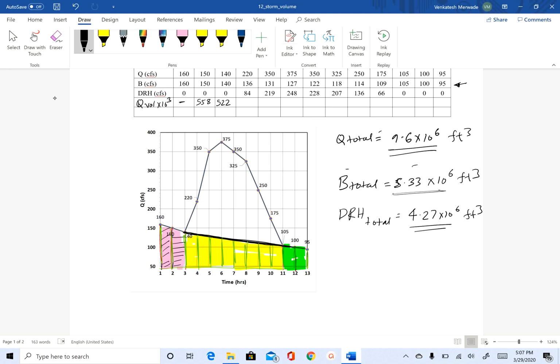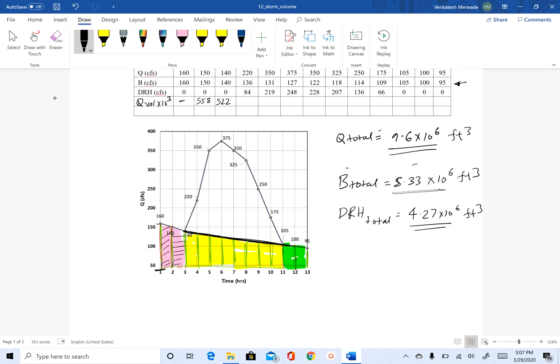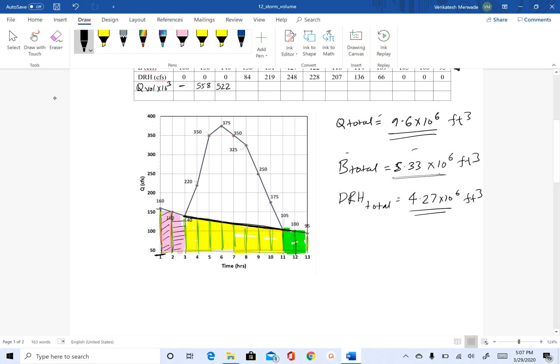Now, just by looking at this figure, you may wonder why we are getting higher volume for base flow even though the area is small. Remember, we started at 50 here, not 0. So if I had plotted this from 0, the base flow area is actually bigger than the direct runoff volume area. Okay, so that's why our base flow number is higher than the direct runoff volume. So this is the volume in cubic feet.